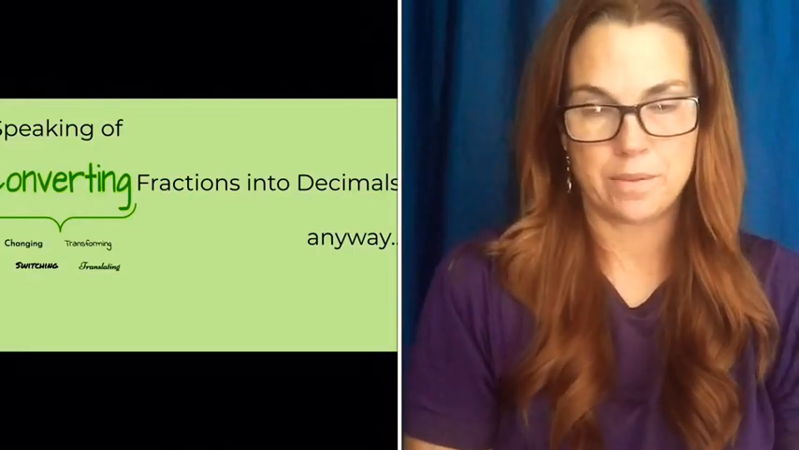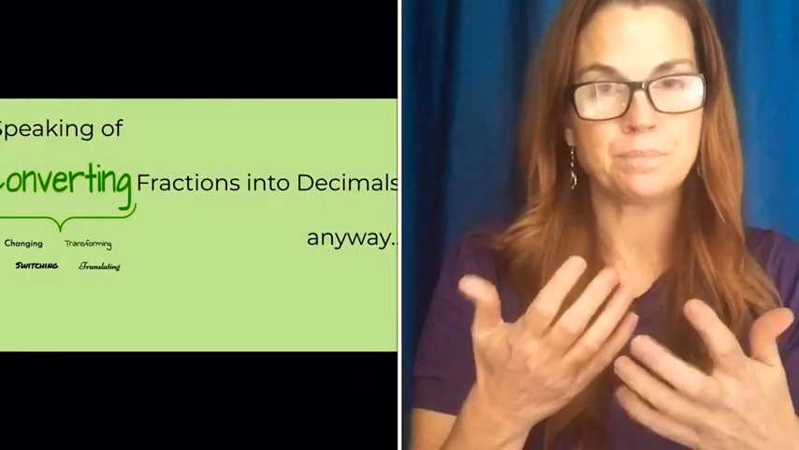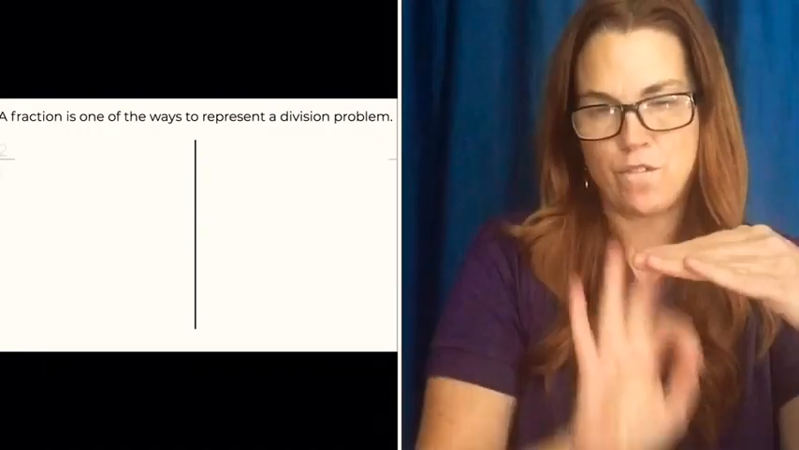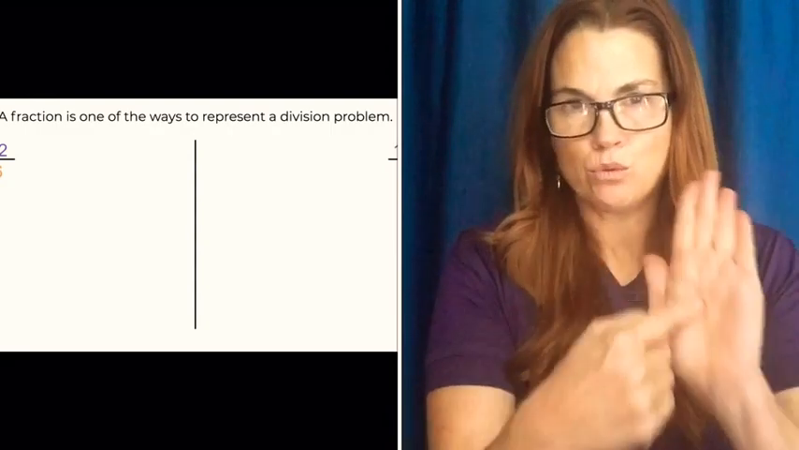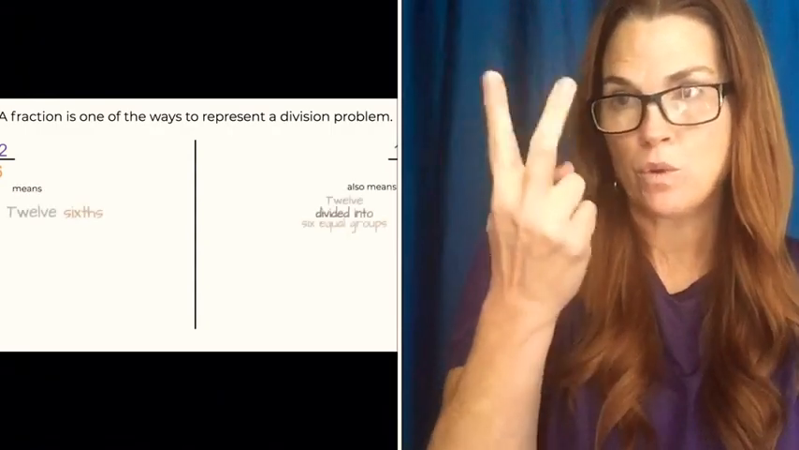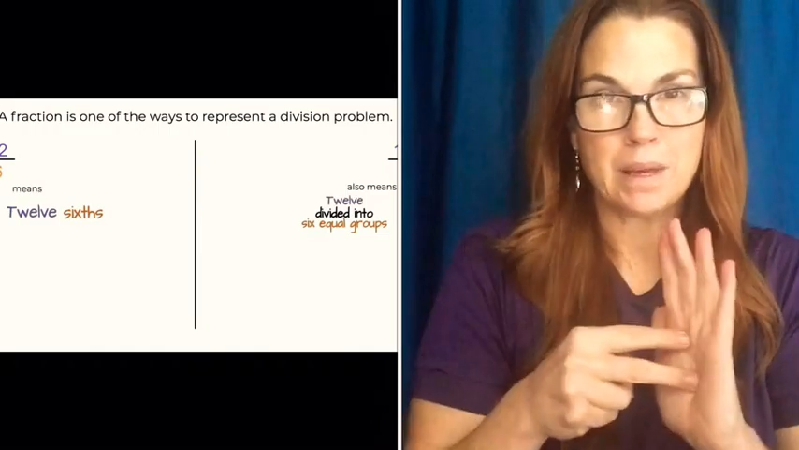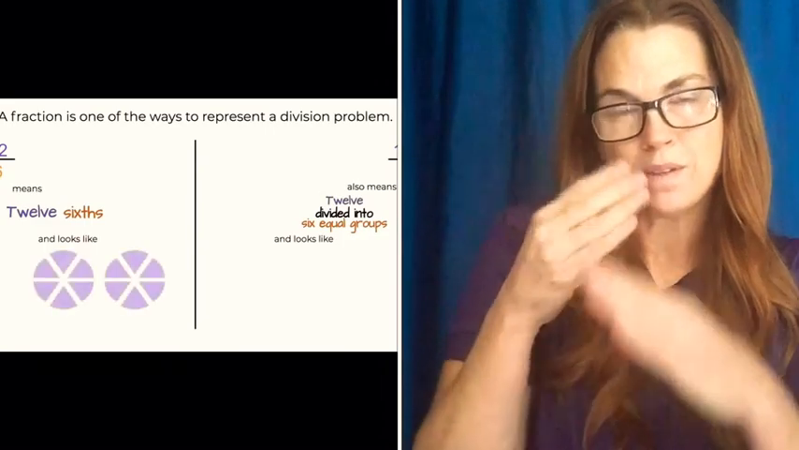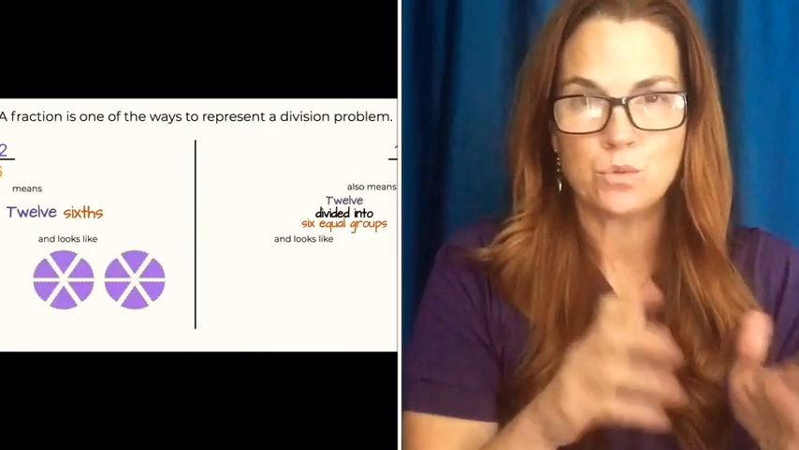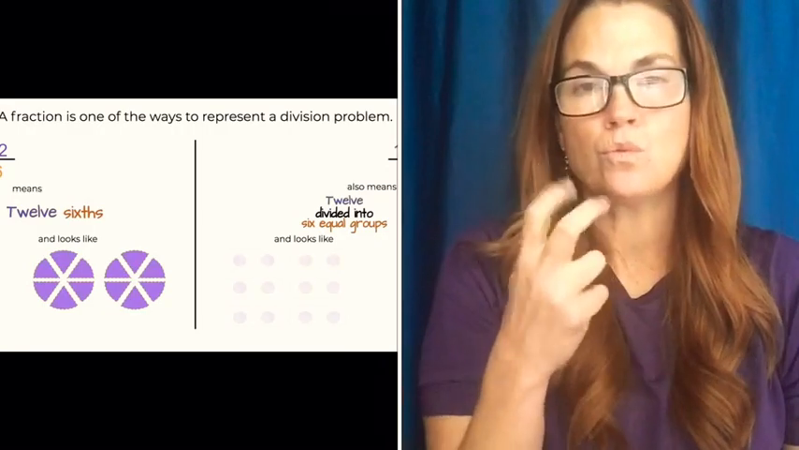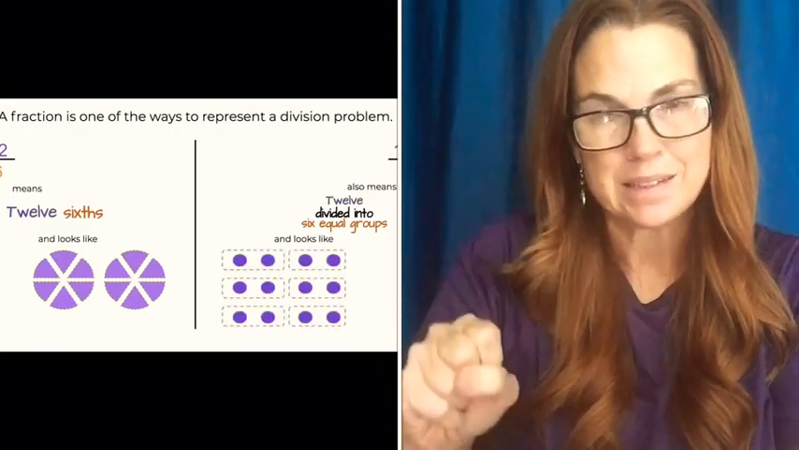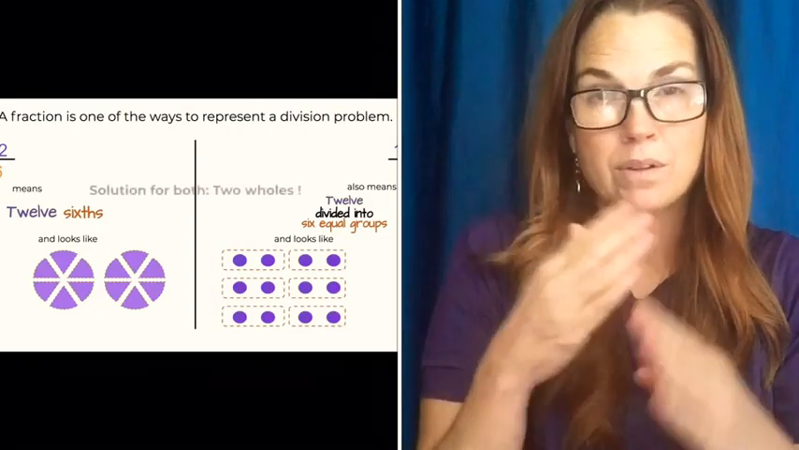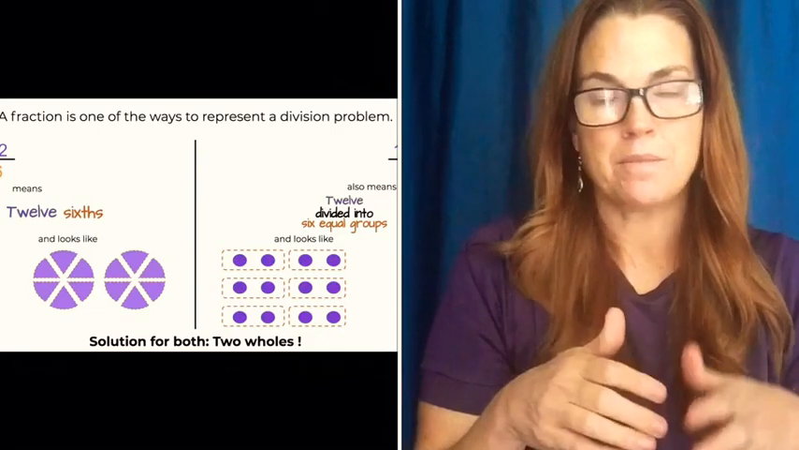So speaking of converting fractions to decimals anyway, a fraction is one of the ways to represent a division problem. For example, 12 over 6 can mean 12/6, but it can also mean 12 divided into 6 equal groups. 12/6 looks like 12 little pie pieces that are 1/6 big. 12 divided into 6 equal groups looks like 12 wholes, and they're grouped into 6 equal groupings. But either way, the solution for both is 2 wholes.